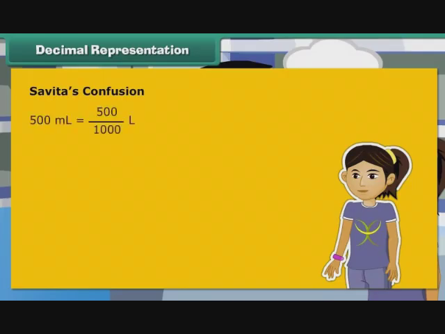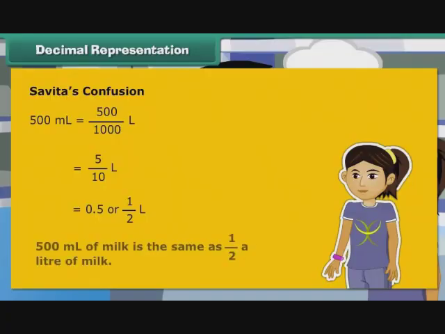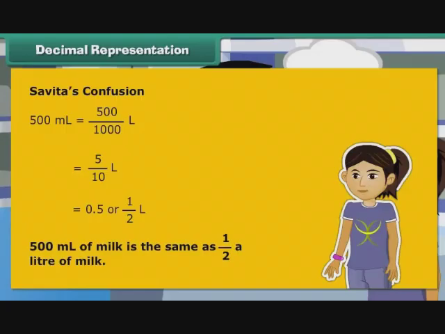Now, we revisit Savita's confusion. 500 ml is equal to 500 by 1000 liter. That is equal to 5 by 10 liter. That is equal to 0.5 or 1 by 2 liter. 500 ml of milk is the same as 1 by 2 a liter of milk. Savita is now relieved.